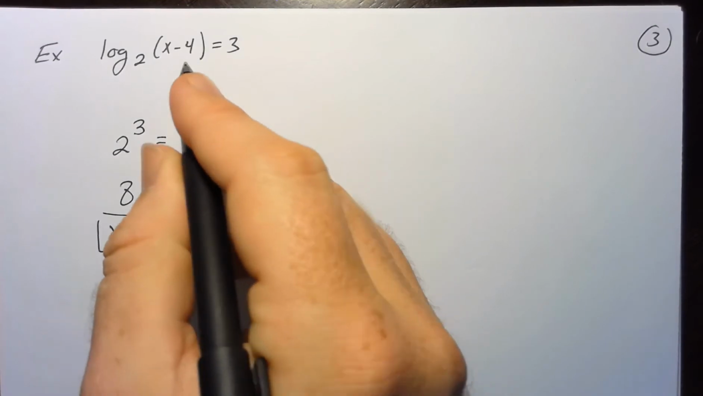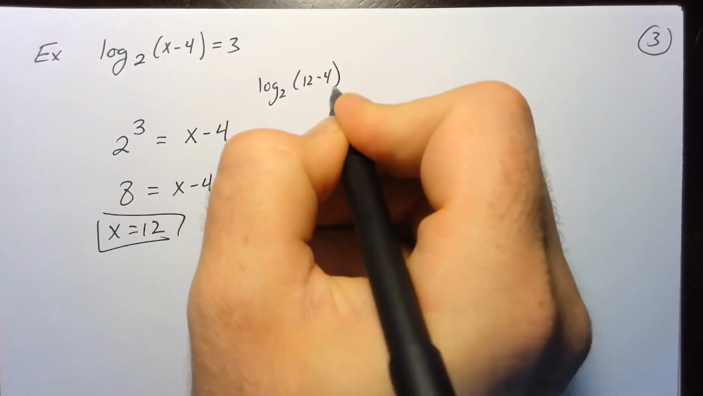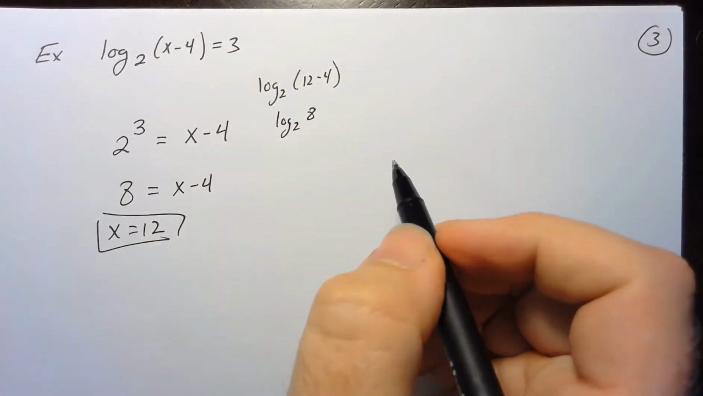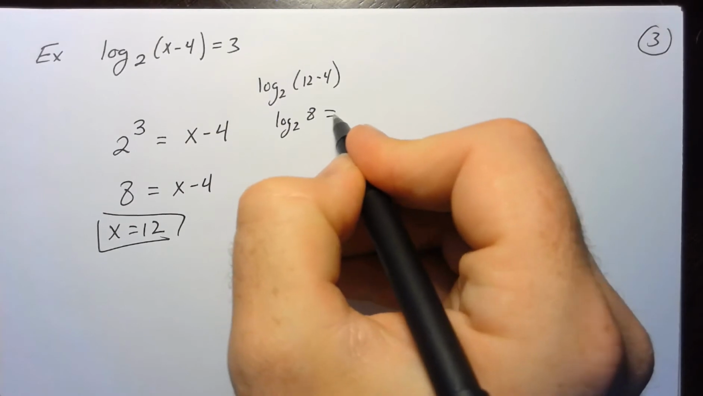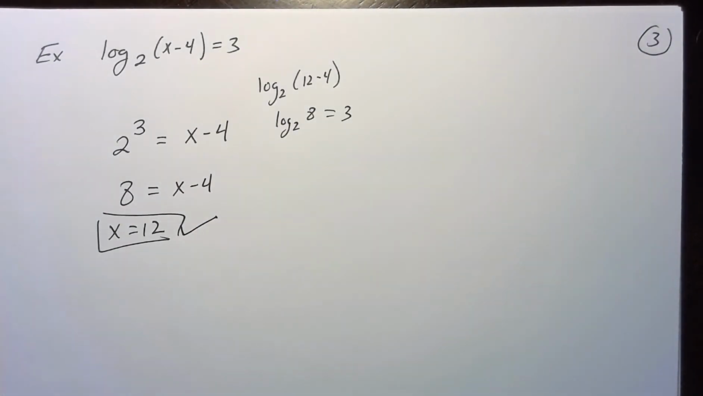So if I plug this 12 back in here, I'm going to have log base 2 of 12 minus 4. Well, 12 minus 4 is 8, and log base 2 of 8. Now I'm going to ask myself what power of 2 gives me 8, and the answer is 3. And sure enough, that answer is going to check. So again, every single time you solve a logarithmic equation, you need to check it. And at the same time, to solve a logarithmic equation, all you need to do is get the log by itself and change its form.